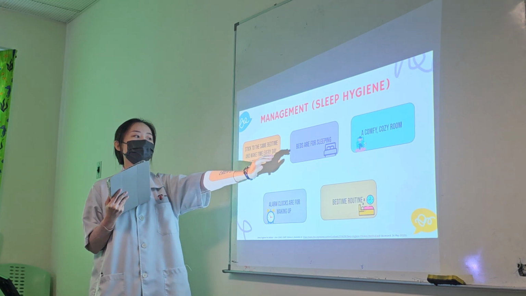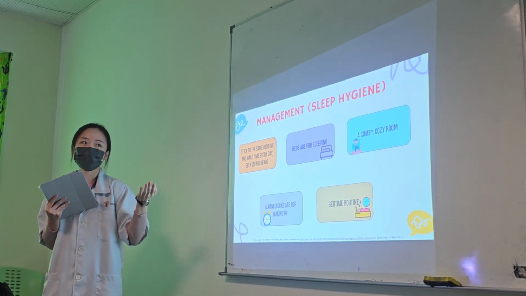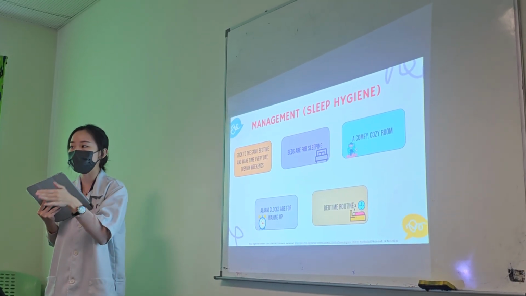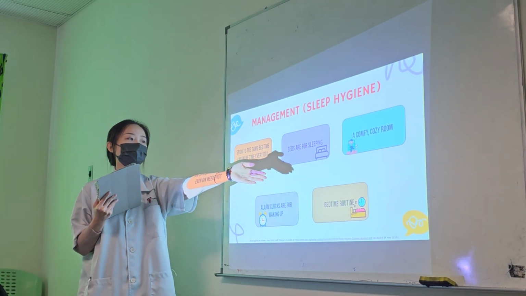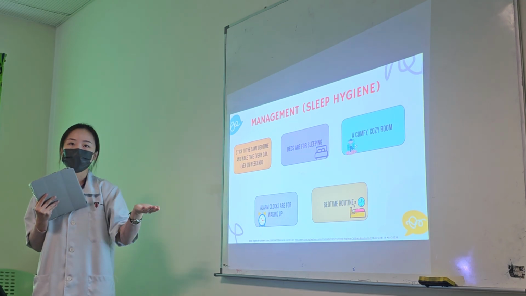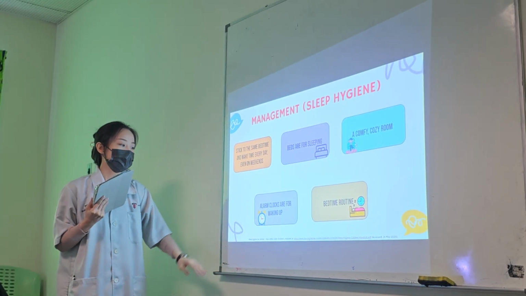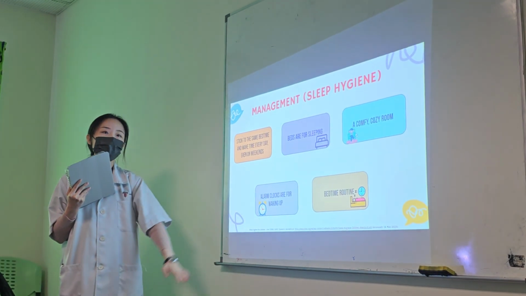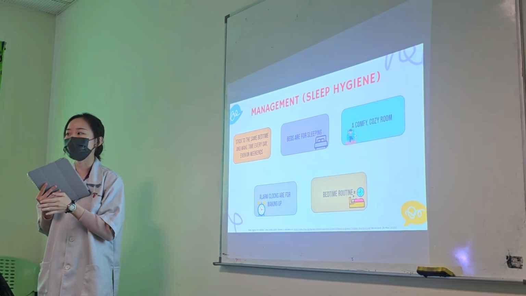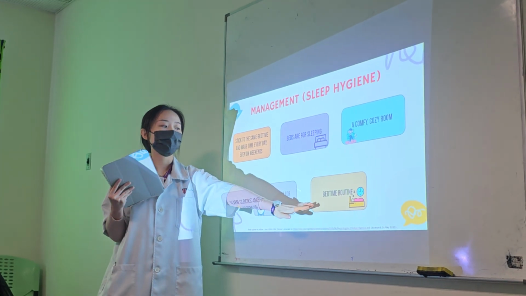And we need to know that the bed is only for sleeping. Lying down on the bed and doing other things, for example watching TV, will make it harder for your brain to associate your bed with sleep. And so obviously we need to have a comfy and cozy room, which especially for children needs to be cool, quiet and comfortable. And the alarm clock is only for waking up. Children who tend to stare at the clock, waiting and hoping to fall asleep, should turn the clock away from them. And next is have a bedtime routine.